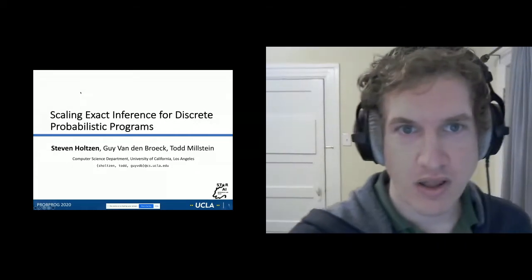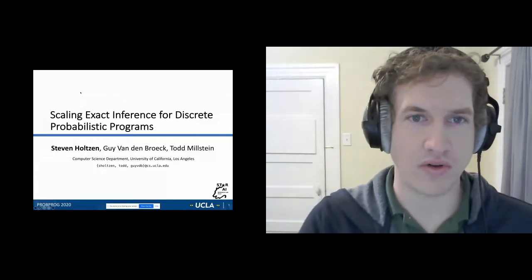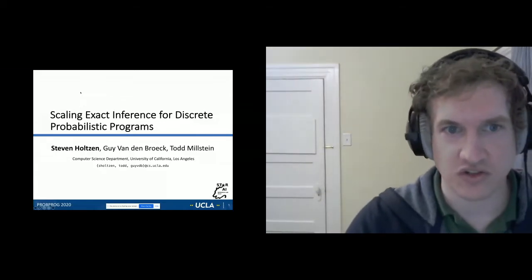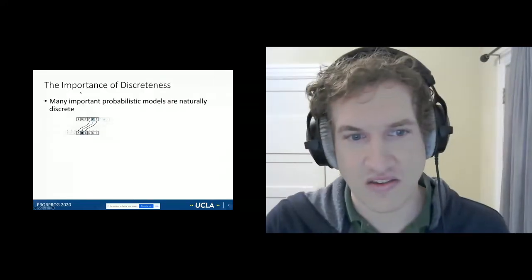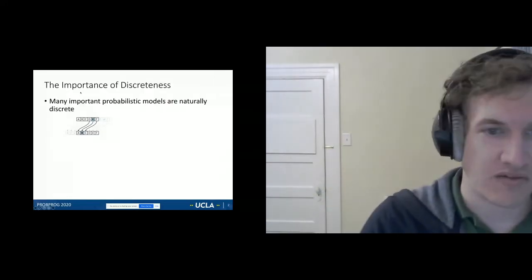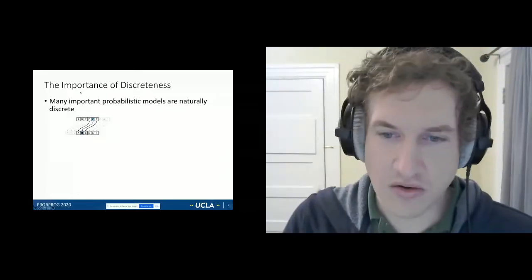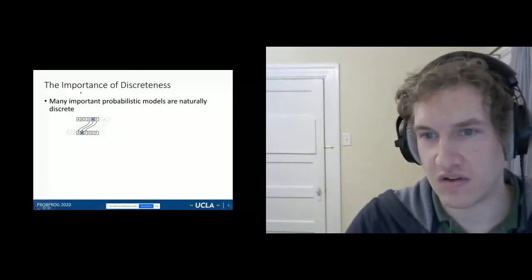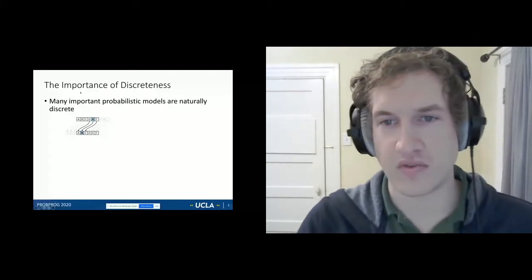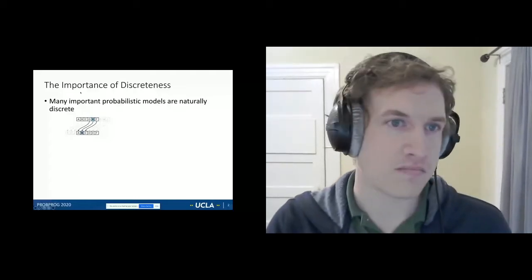The problem we're tackling is discreteness in probabilistic programs. Many important probabilistic models are naturally discrete. Things from text analysis, computer network verification, other kinds of graph reachability, mixture models, medical diagnosis, and discrete Bayesian networks. These are all examples of problems that inherently involve discrete reasoning.